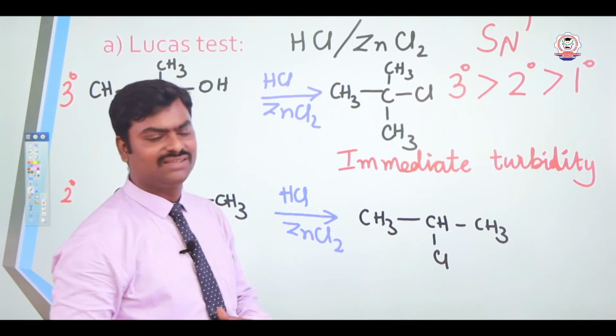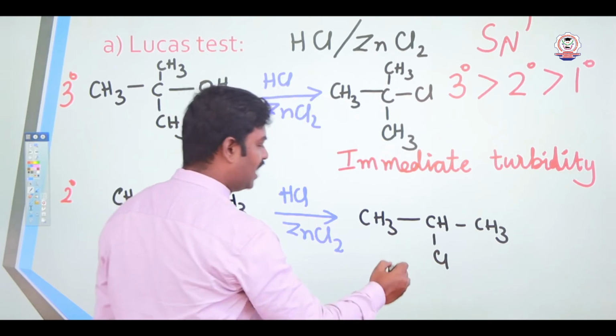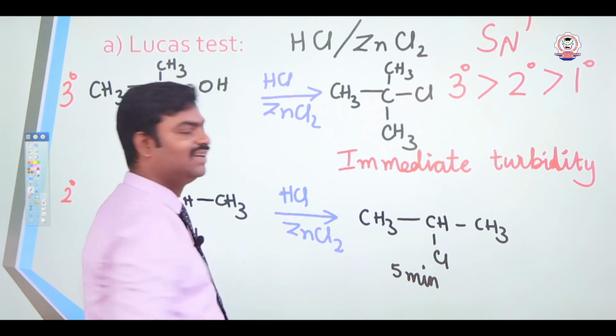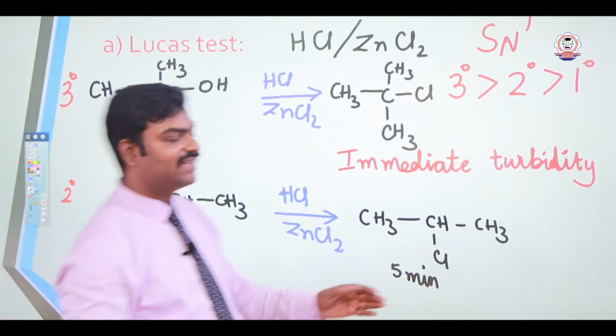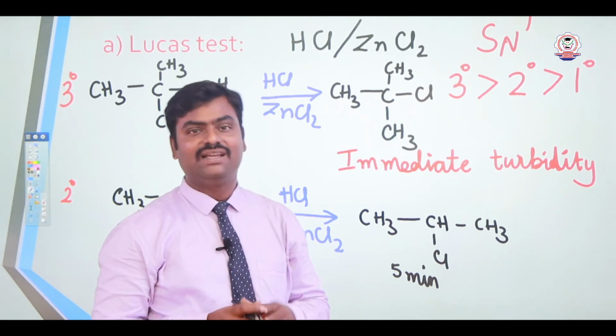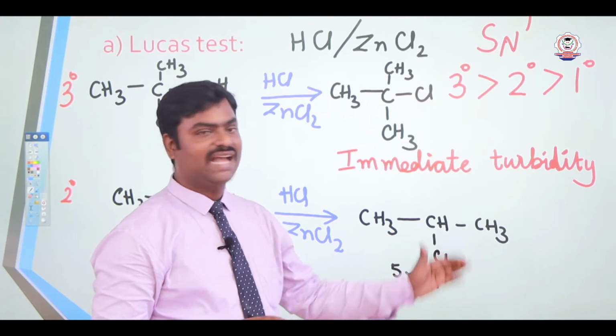So this reaction doesn't occur immediately, it will take 5 minutes. So after 5 minutes you will get the turbidity. It is not like an immediate turbidity. So it will take some time because the secondary carbocation has a little bit less stability than the tertiary. Okay, that is why the reaction is slow.